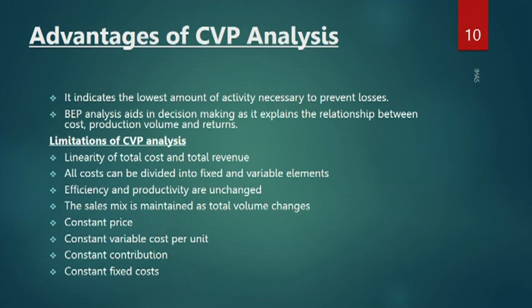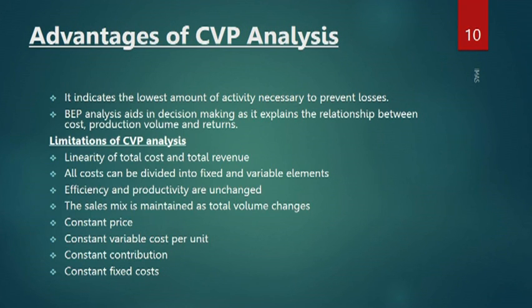So what we've just been doing, our multi-product CVP analysis, our assumption was that we're going to sell the units in a predetermined sales mix, and that the mix is going to be constant. We say that's not realistic. So those are some of the disadvantages. Then the linearity of total cost and revenue, that's also a disadvantage. Then the efficiency and productivity being unchanged is another disadvantage. We're going to have a constant price, a limitation. We assume a constant variable cost, another limitation. We assume we had a constant contribution, and a constant fixed cost. All those are limitations of using CVP analysis.